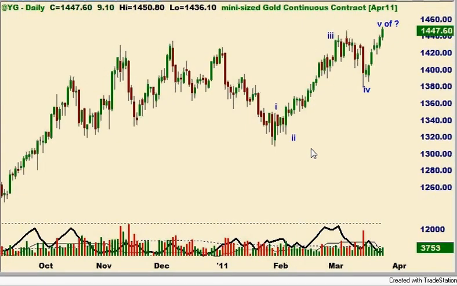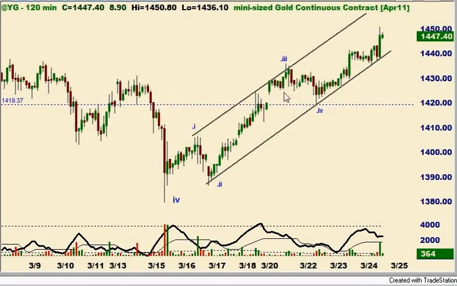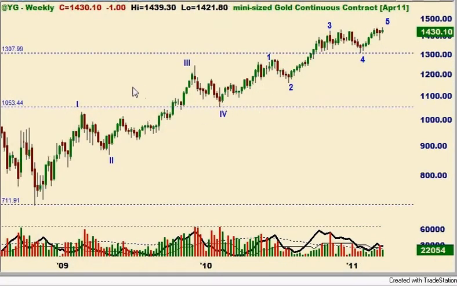Gold. This is a chart I actually posted back on the 24th. Gold has 5 waves up on multiple degrees of scale. Here it is on the 120 minute. This again is from the 24th. And here we have a weekly chart.